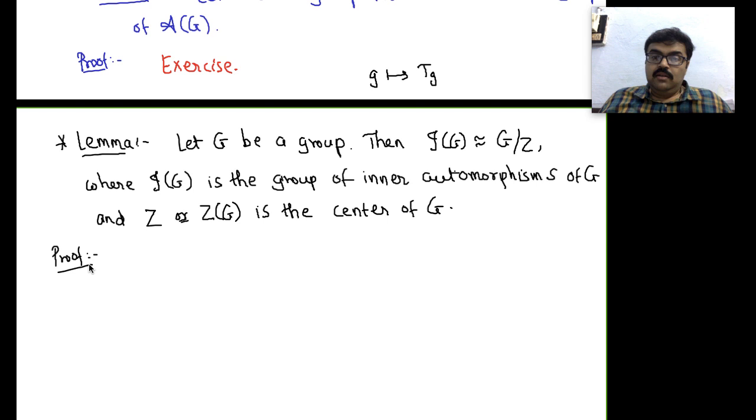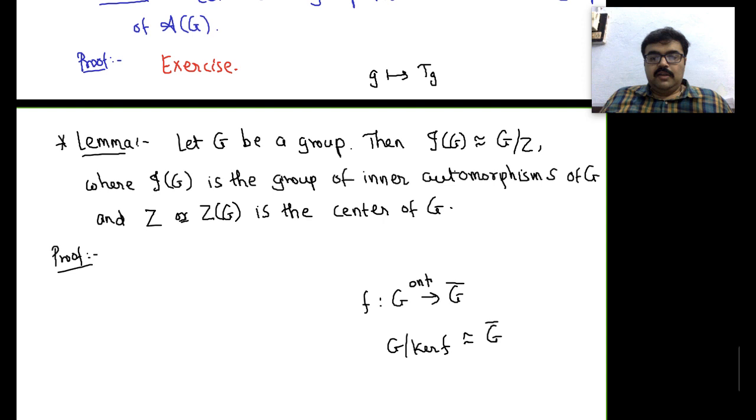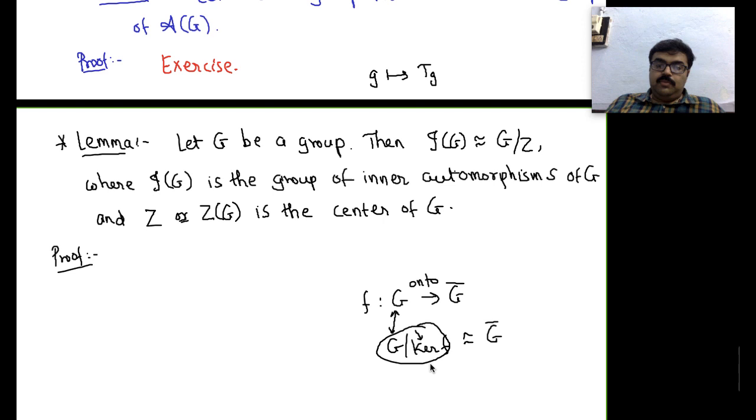F is a homomorphism from G to G bar. Then G quotient kernel of F is isomorphic to image of F. Or if the homomorphism is onto, then it is G bar. So that means we need to get an onto homomorphism. From where? From here. So where there is a quotient, the kernel has to be Z. Based on this idea, we define.